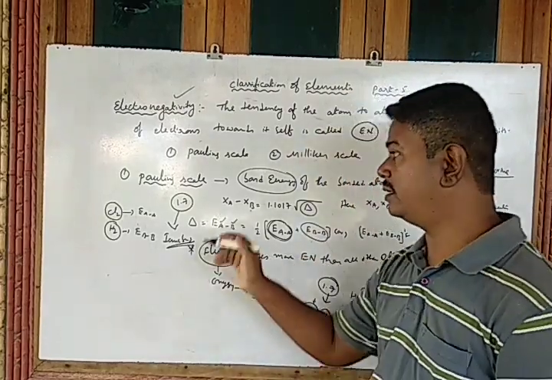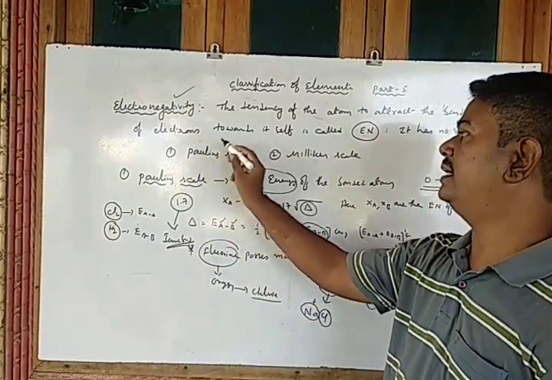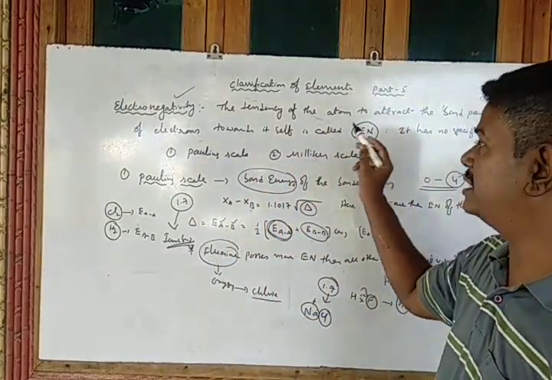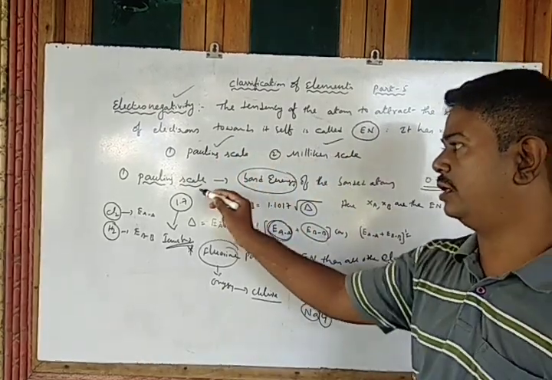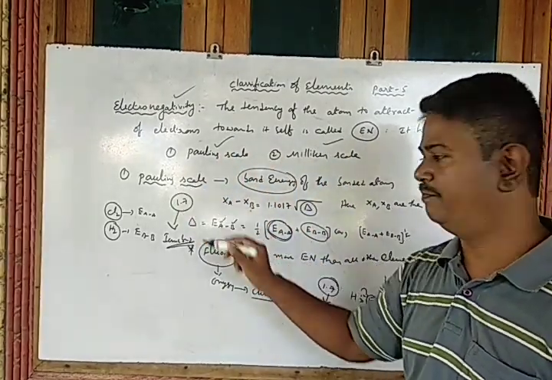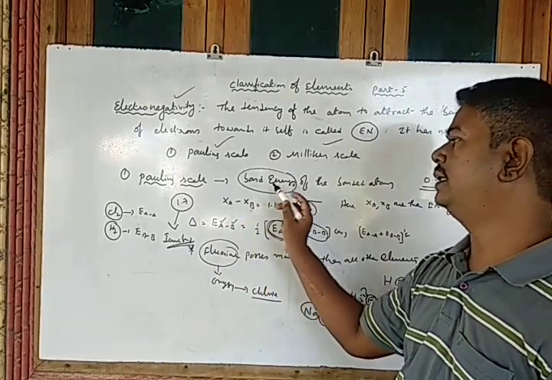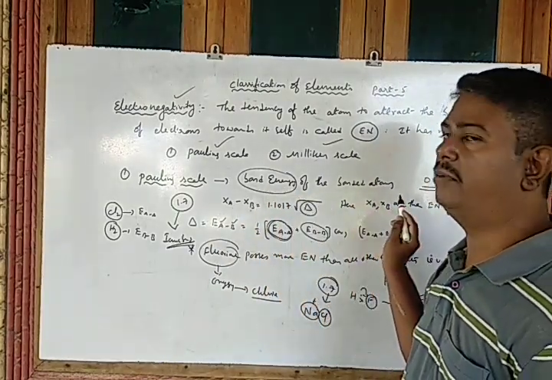That is called electronegativity. It has no specific units. It is measured with the help of the Pauling scale, and another one is the Mulliken scale. Now we discuss the Pauling scale. The Pauling scale depends upon the bond energies of the bonded atoms.